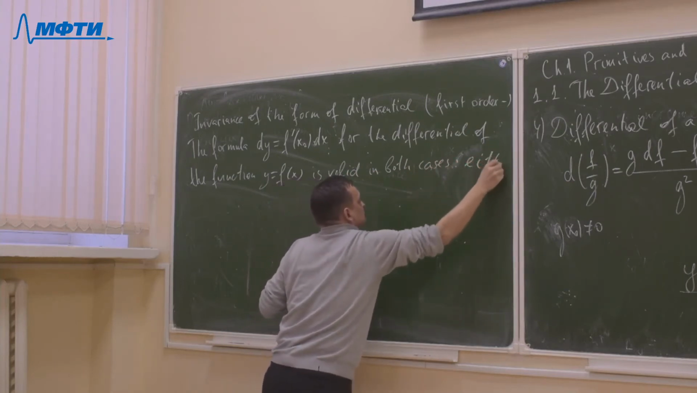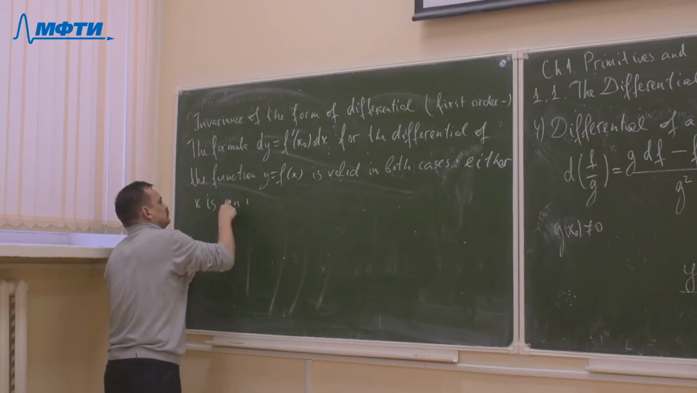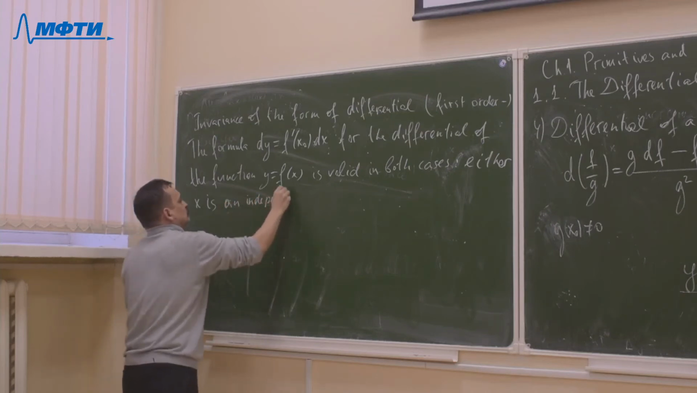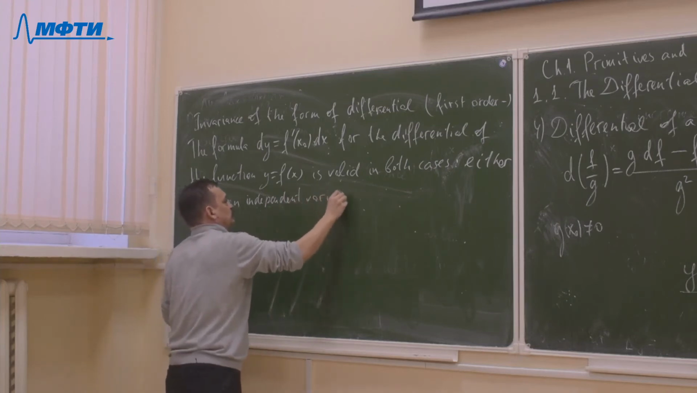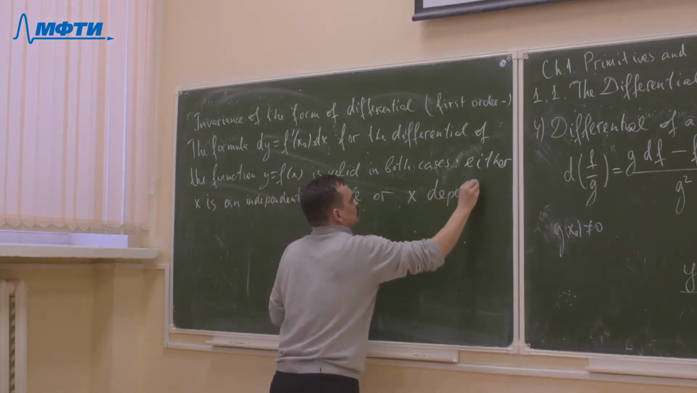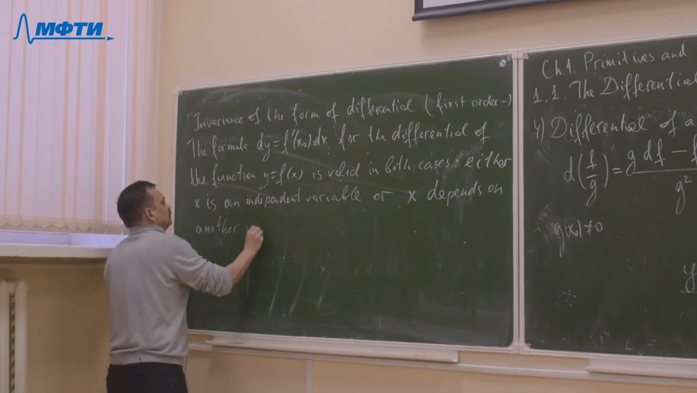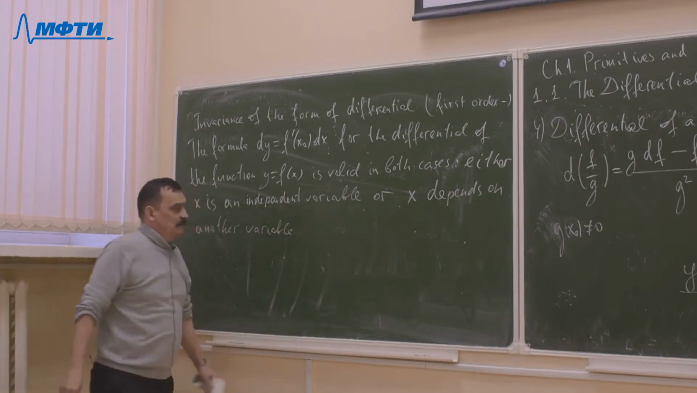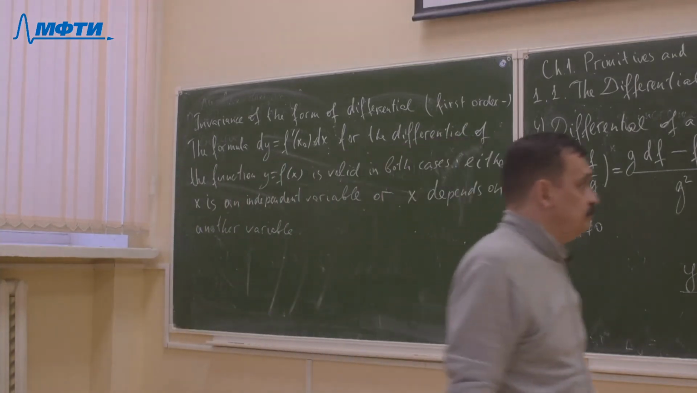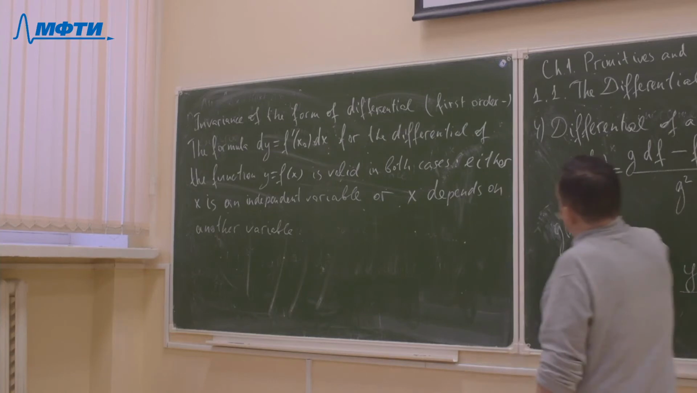Either x is an independent variable or x depends on another variable. That is a very important property. So we have proved it now, right? Using the chain rule. And now I should explain why I used the words first order.